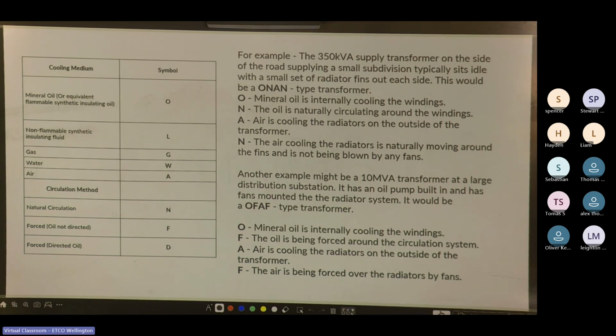If you look back at when we talked about the microwave transformer, you'd be looking at an AN transformer. So air, natural, air, natural. Although you would never usually use those because we only tend to use these for supply transformers.